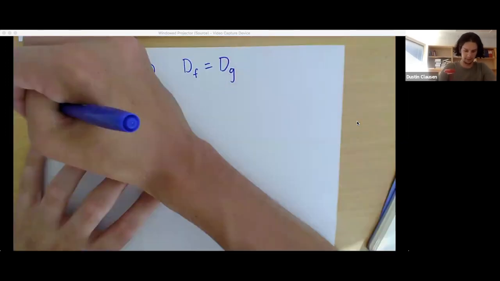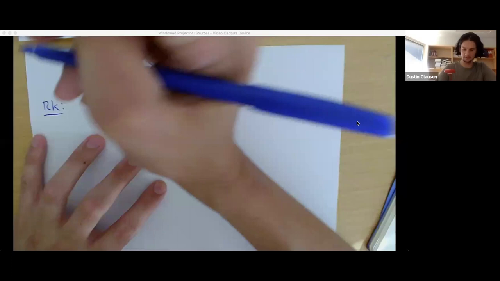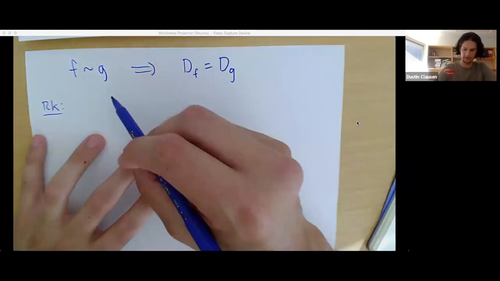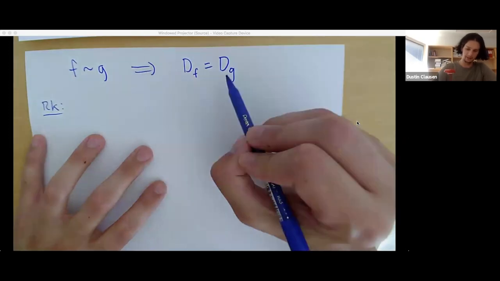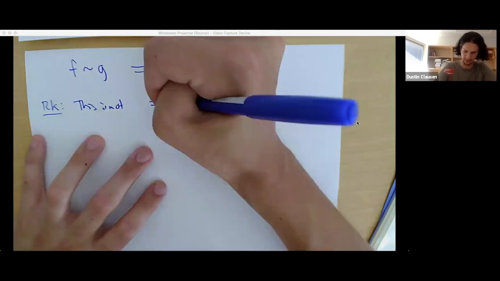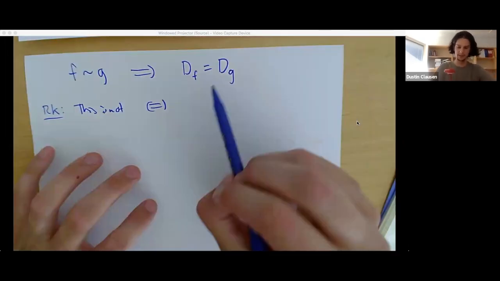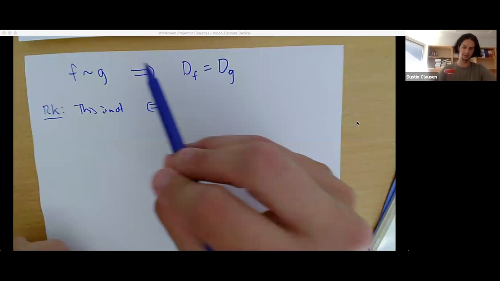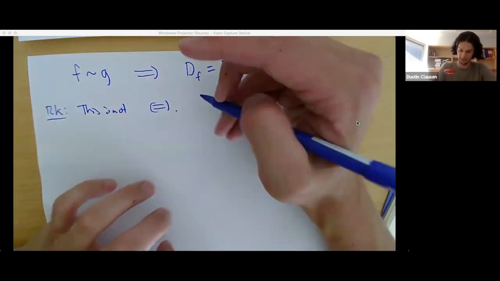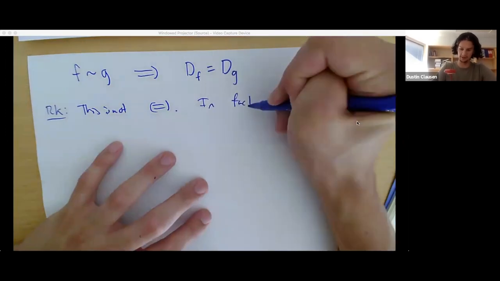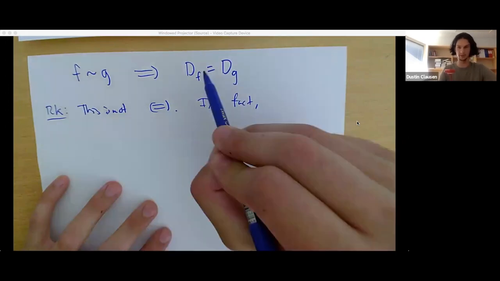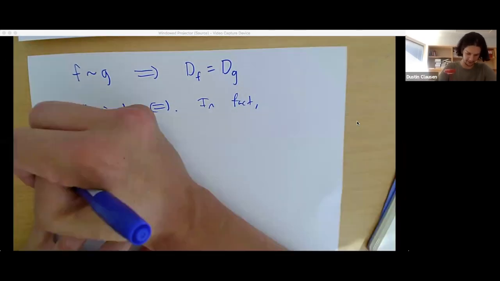However, let me remark, this is not invertible. So this is not an if and only if. So discriminants being equal is also a coarser equivalence relation than being strictly isomorphic. And in fact, you can put a whole bunch of different rather natural equivalence relations sitting in between the strict equivalence and the equality of discriminants. So let me just write a chain of implications here.